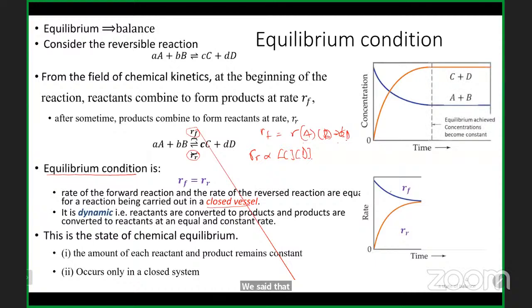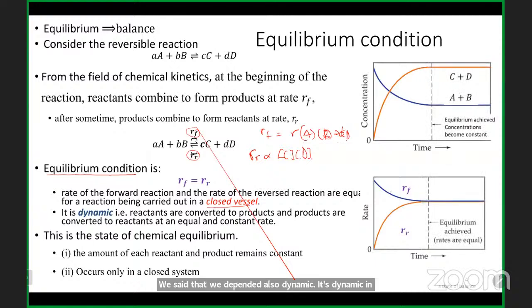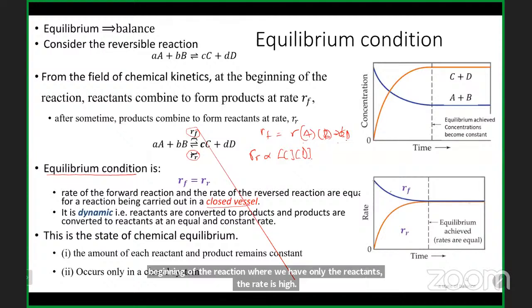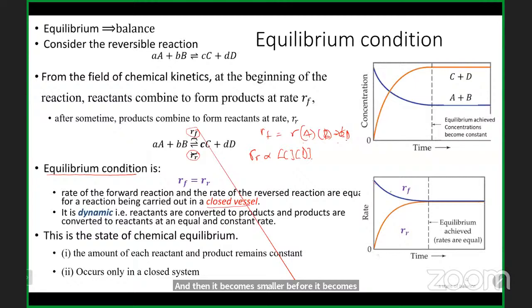It's dynamic in the sense that, so let's look at this picture. At the beginning of the reaction, where we have only the reactants, the rate is high, and then it becomes smaller before it becomes constant. The rate of the reverse reaction, there was no product at the beginning, so that's why it is 0. As you continue, it also becomes constant.